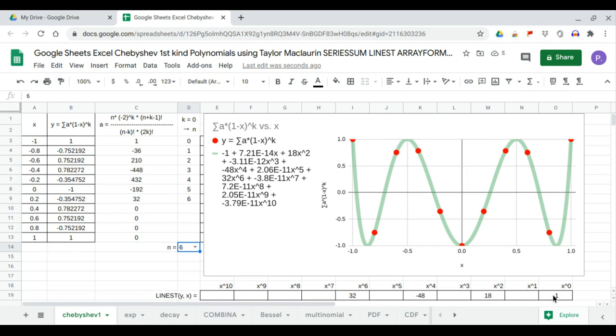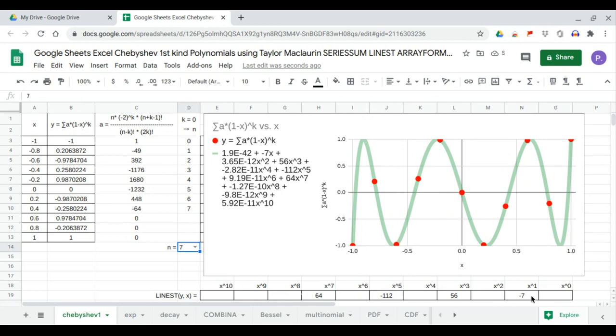Chebyshev first kind polynomial y equals negative 1 plus 18x squared minus 48x to the fourth plus 32x to the sixth. At n equals 7, our Chebyshev first kind polynomial y equals minus 7x plus 56x cubed minus 112x to the fifth plus 64x to the seventh.